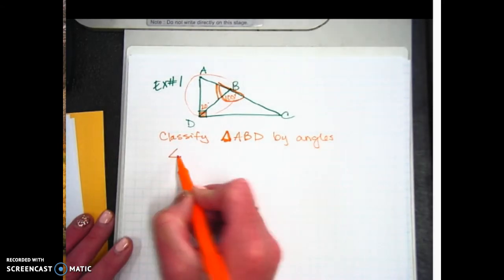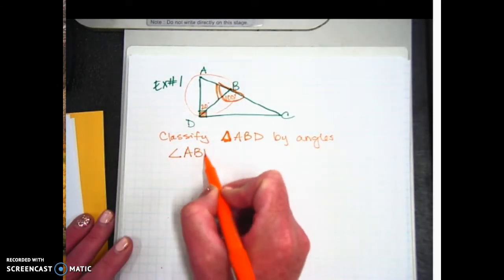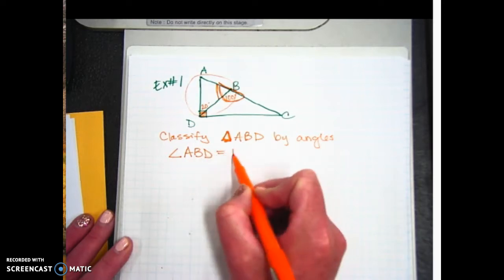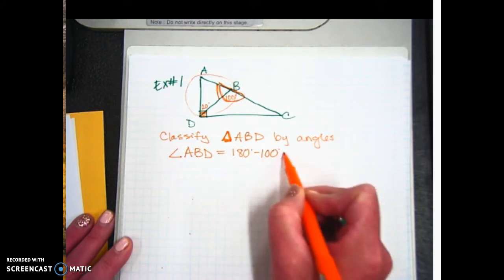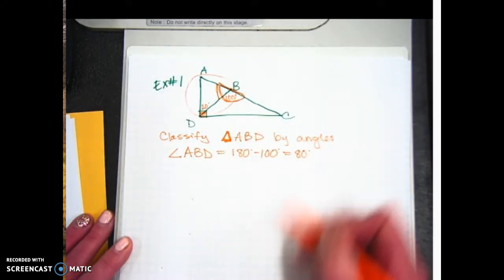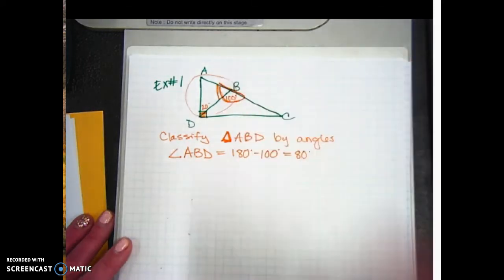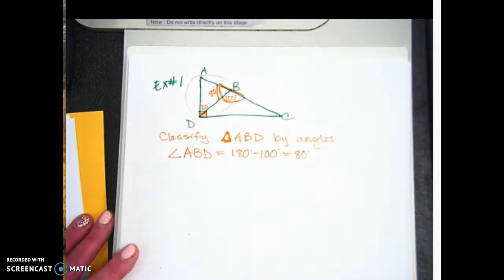We want to subtract from 180. So we're going to say that angle ABD inside there is going to be equal to 180 minus that 100 next to it. That means it's 80. Why? Because they're a linear pair. They make that straight line. They should add up to 180. So we've got a 20-degree angle and an 80-degree angle.